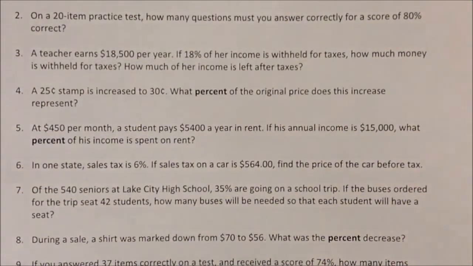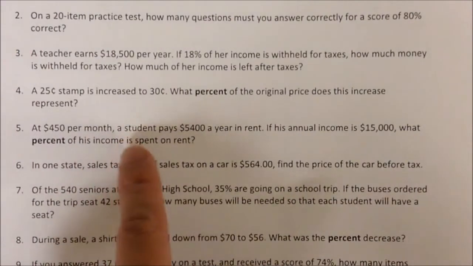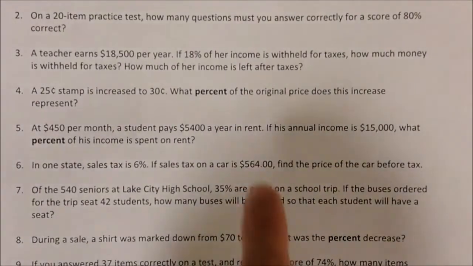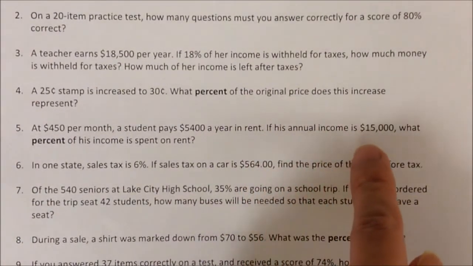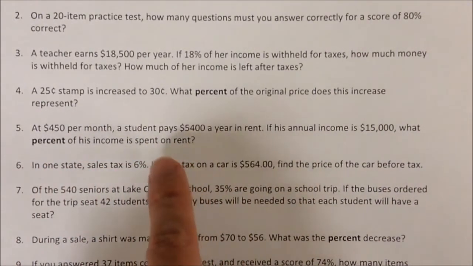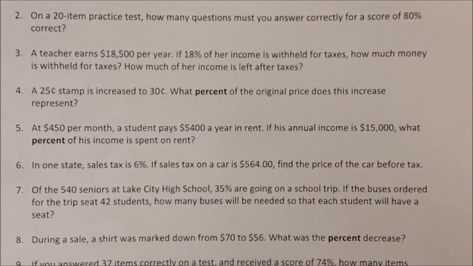In our first example, I'm going to work with number 5 from the independent practice. Number 5 says, at $450 per month, a student pays $5,400 a year in rent. If his annual income is $15,000, what percent of his income is spent on rent? I'll give you a moment to pause the video and copy this question down. I highly recommend that you copy the word problem so that you're able to identify what information to use when you're studying for your upcoming quiz or test.